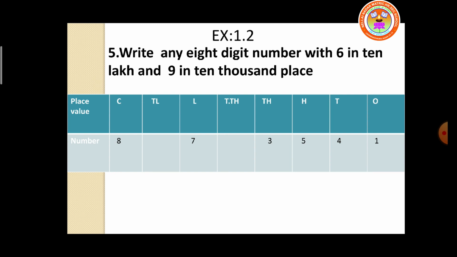See, I formed an 8-digit number. In the 10 lakh place, 6 is coming. Then in 10,000 place, 9 is coming. Is it clear? So you can write your own number also. But make sure that in the 10 lakh, 6 has to come. In the 10,000, 9 has to come. Is it clear, children? Yes.